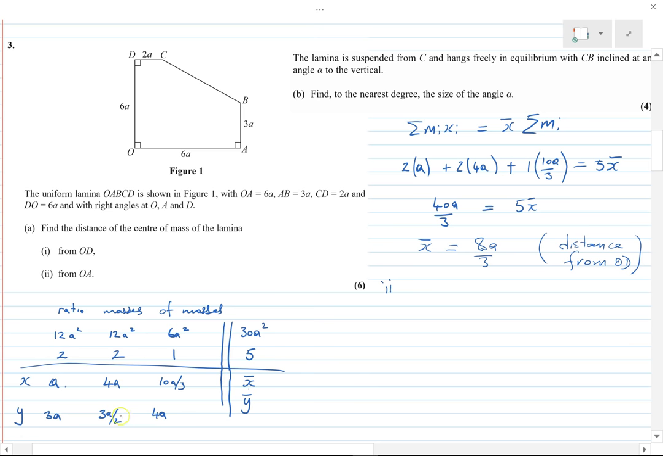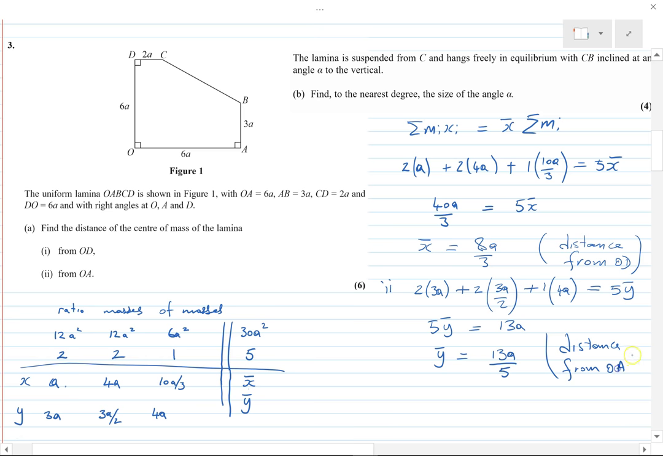And then for the y bar for part 2, we can just do the same. It's this times this plus this times this plus this times this, so that's 2 times 3a plus 2 times 3a over 2 plus 1 times 4a equals 5y bar. So I get 5y bar equals 13a, so y bar equals 13a over 5. Okay, and that's the distance from OA, of course.